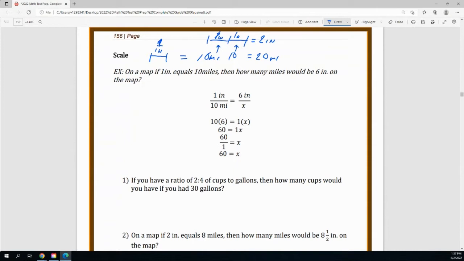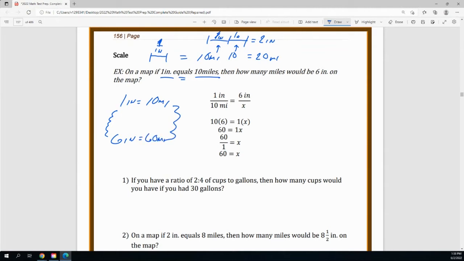Proportions are the same thing. Ratios are the same thing. It says this is equal to that. And then you use that ratio or that information in order to grow it or make it smaller. So most of the time, you can just do this mathematically. If we understand that 1 inch equals 10 miles, then if I give you 6 inches, how many miles is that? And hopefully you would say, well, that's 60 miles.